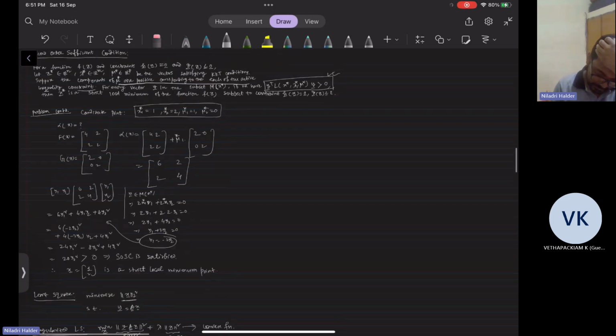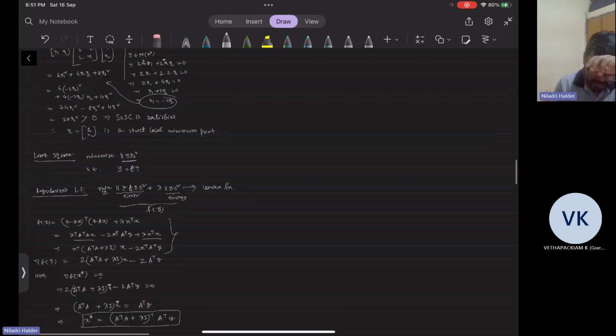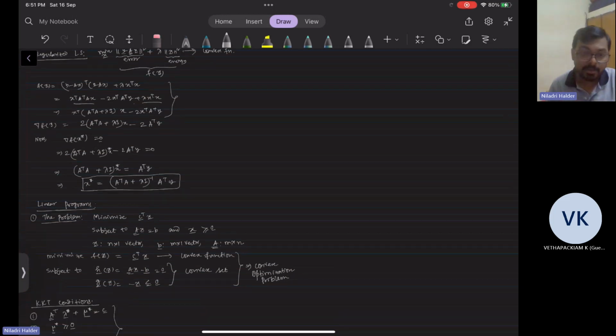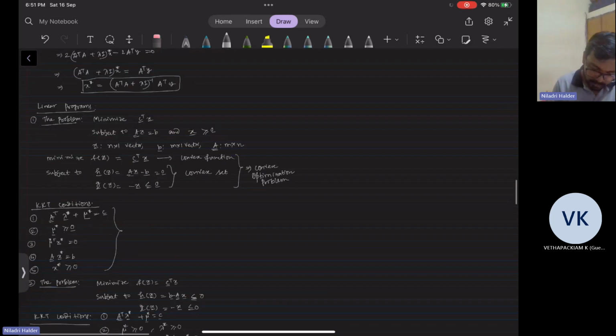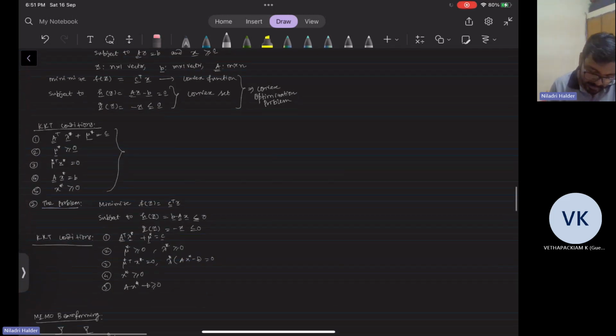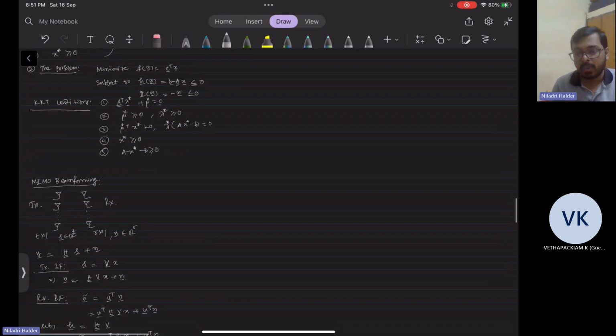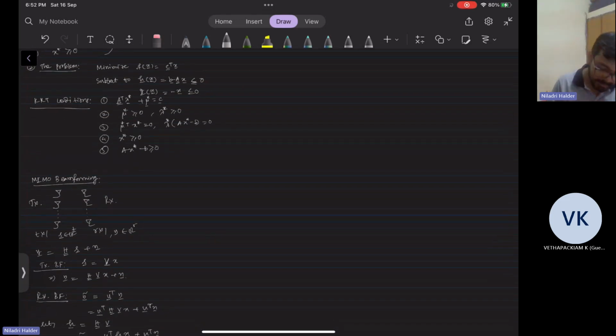Okay. Then least square problem, regularized least square case. This is the solution of the regularized least square case. And then linear program. So how to find the solution of a linear program? These are KKT conditions. And one more thing, dual problem. I'll do that in the next class.